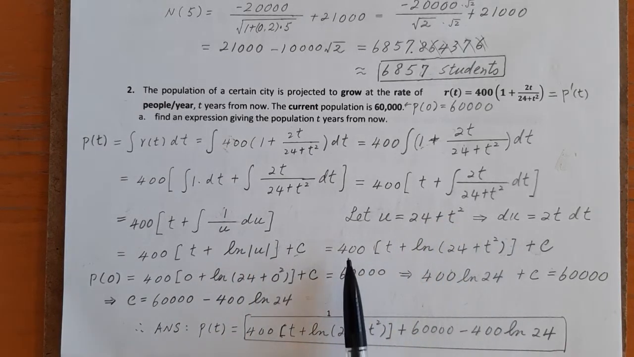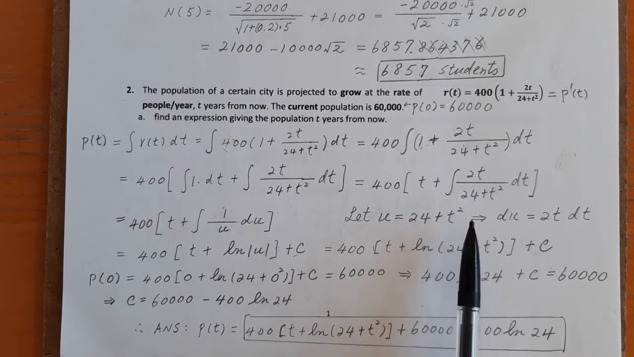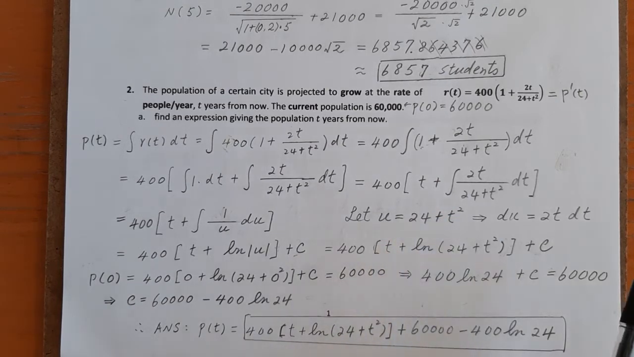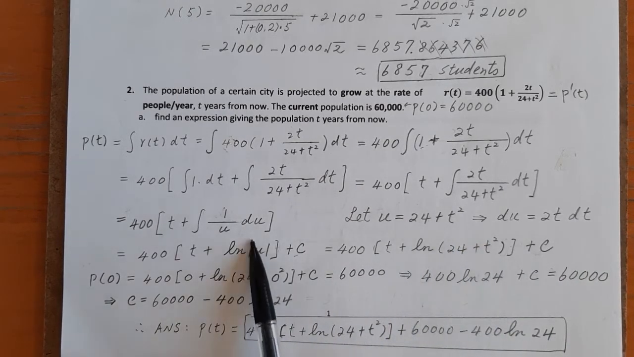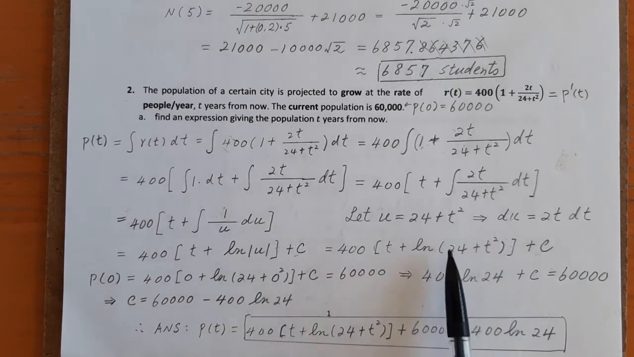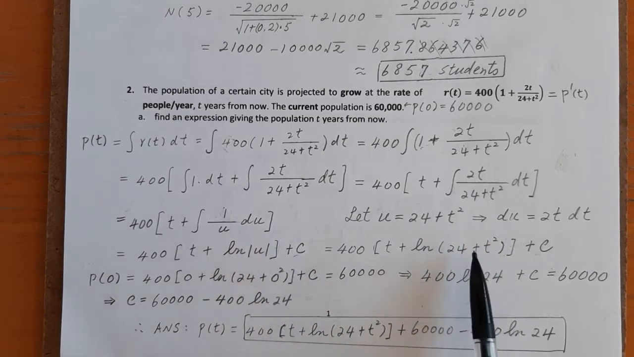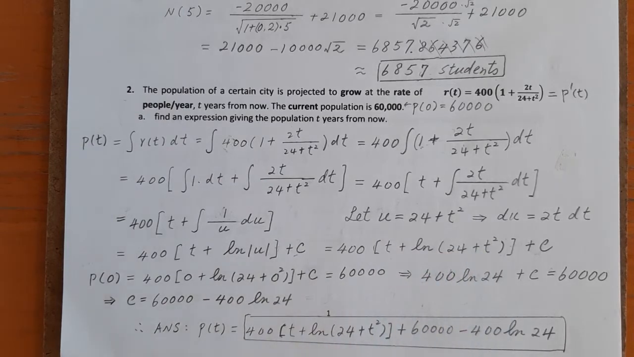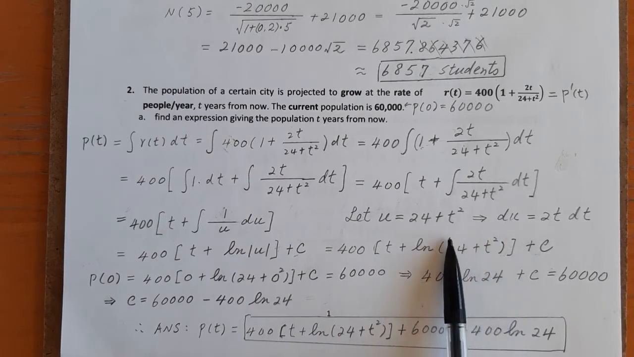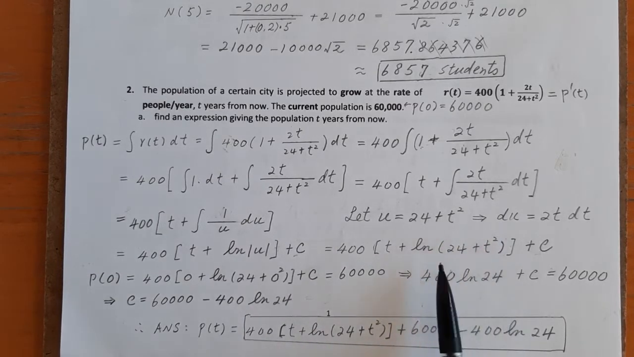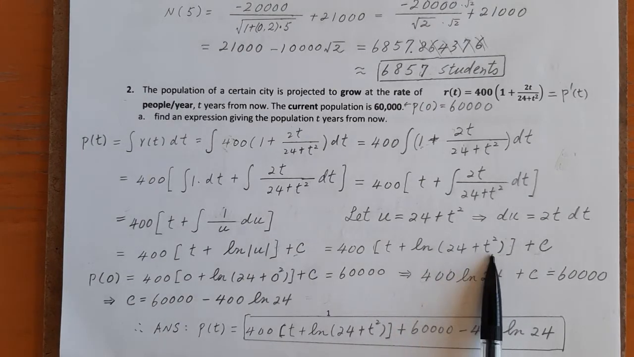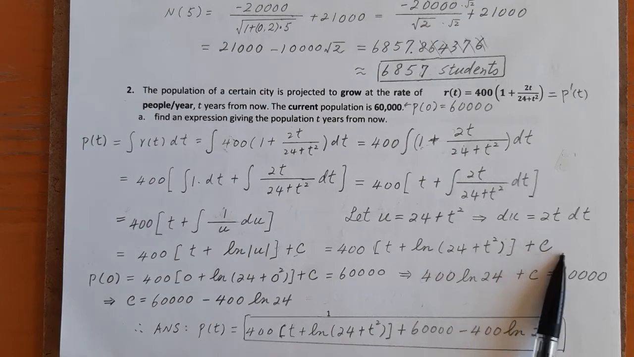Substitute back. Since 24 plus t squared is always positive, we don't need to put the absolute value bars. The absolute value of 24 plus t squared is just 24 plus t squared. So you can just put parentheses and no absolute value, then plus C. So this is the expression, and the C we have to figure out.